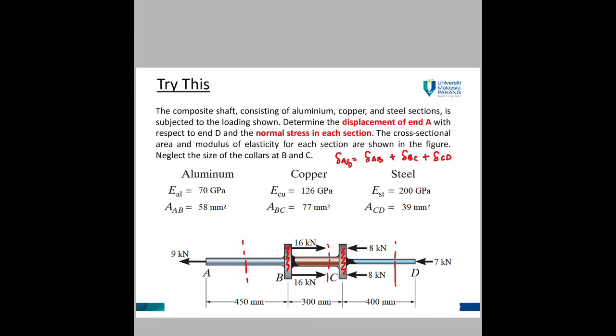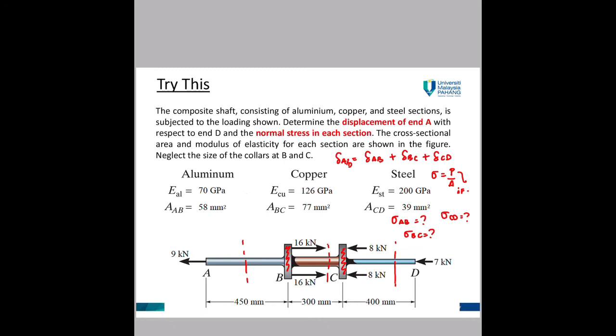And the question also asks you to calculate the normal stress at each section. Normal stress is equal to P over A. P is the internal forces. Remember, P is the internal forces. Then you need to calculate for stress AB, stress BC, and stress CD. The first thing you need to do is to cut the section and then expose the internal force. Please do this one in class and then you will get the answer.